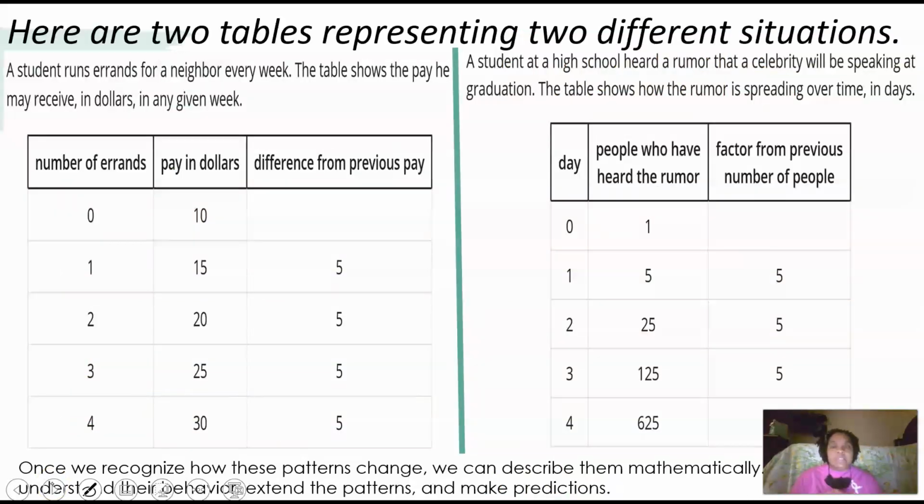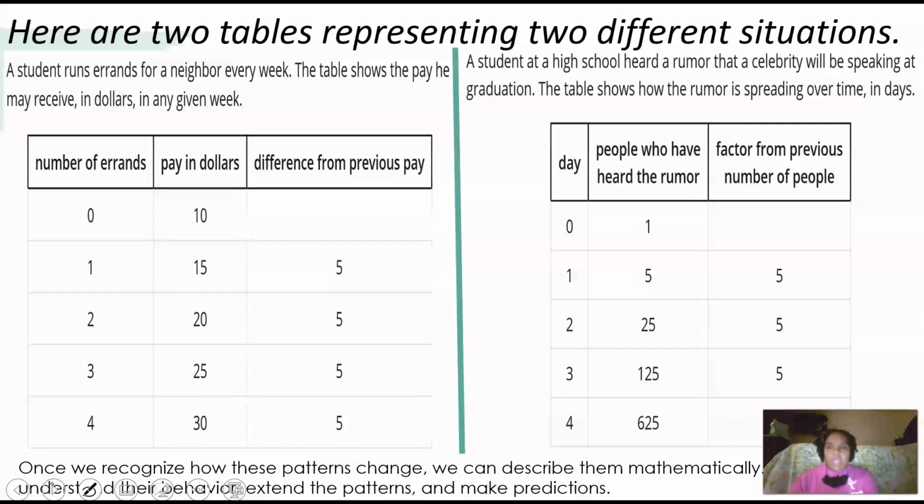And now we're going to take some tables and look at their growths as well. We're going to look at two different tables that show different growths. Let's compare these tables here. You have a student that runs errands for a neighbor every week. The table shows the pay he received in dollars in any given week. So let's look at the growth here in this table.